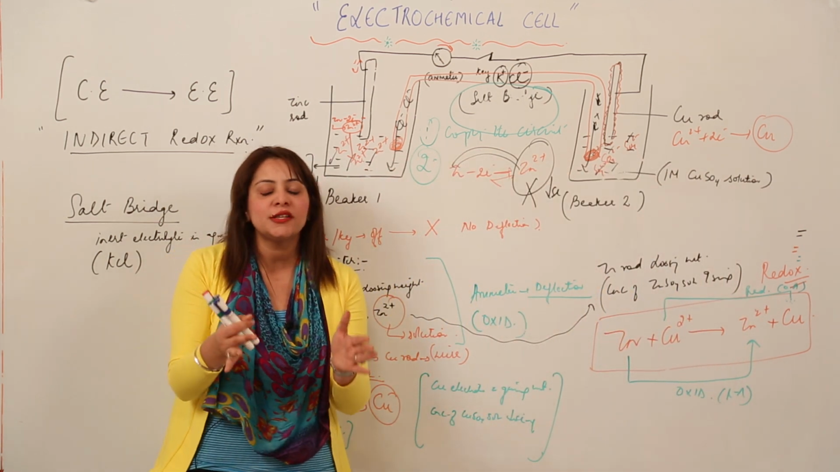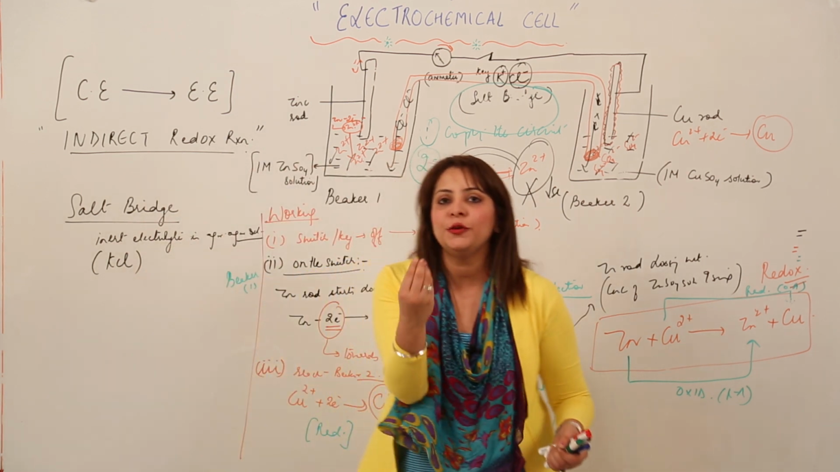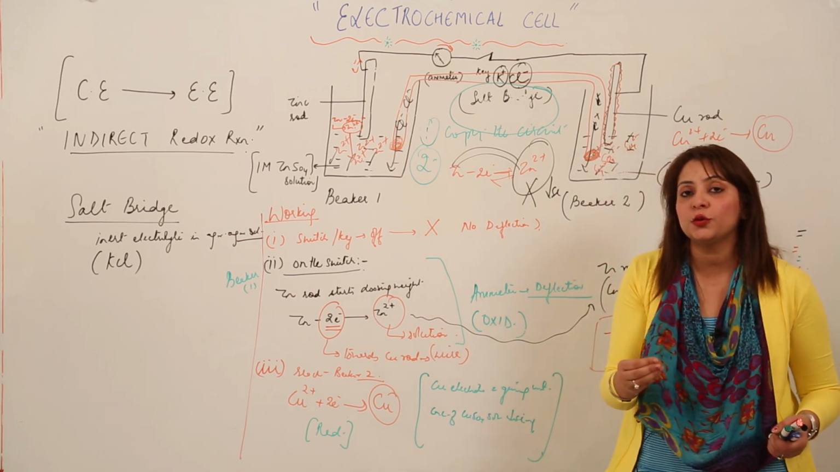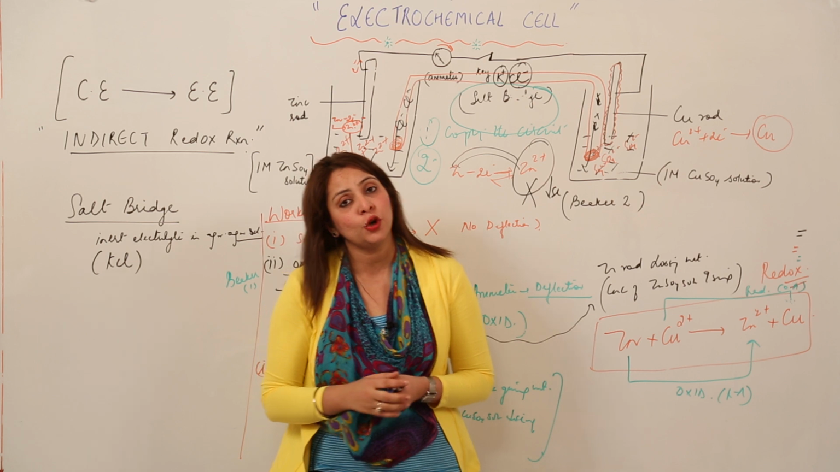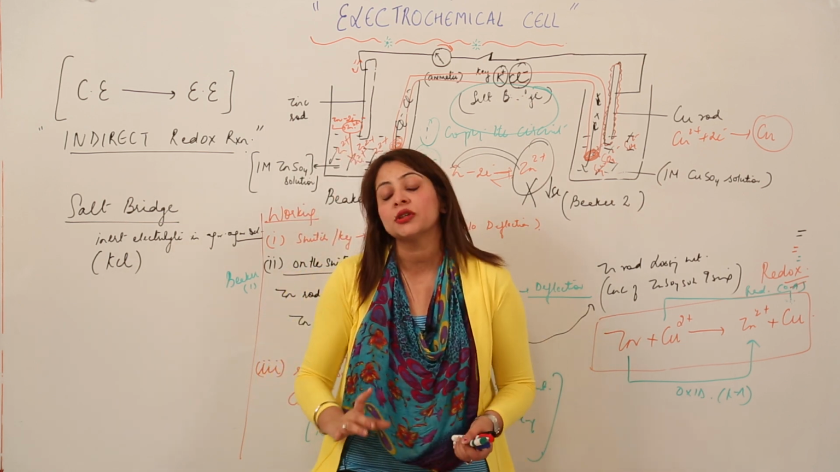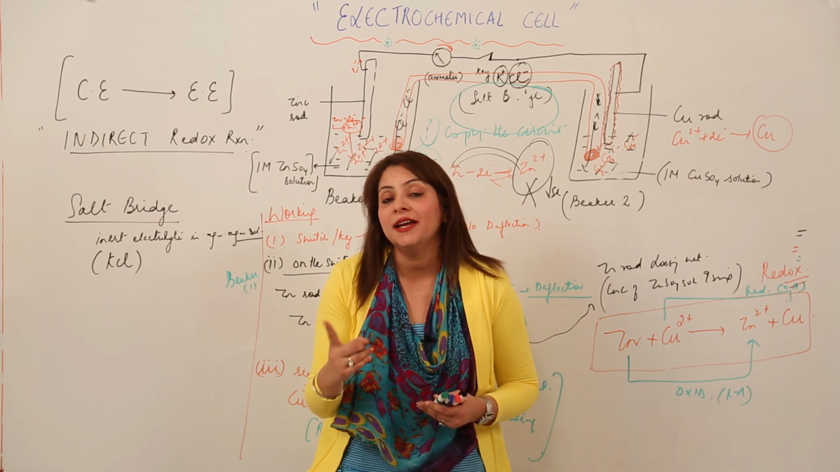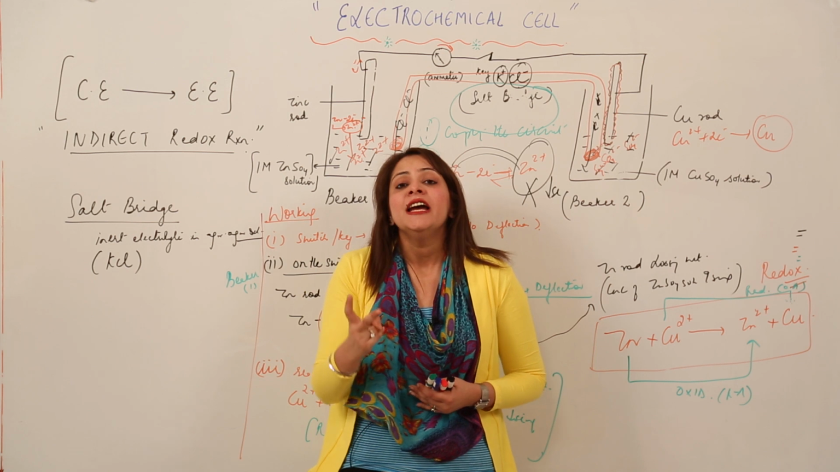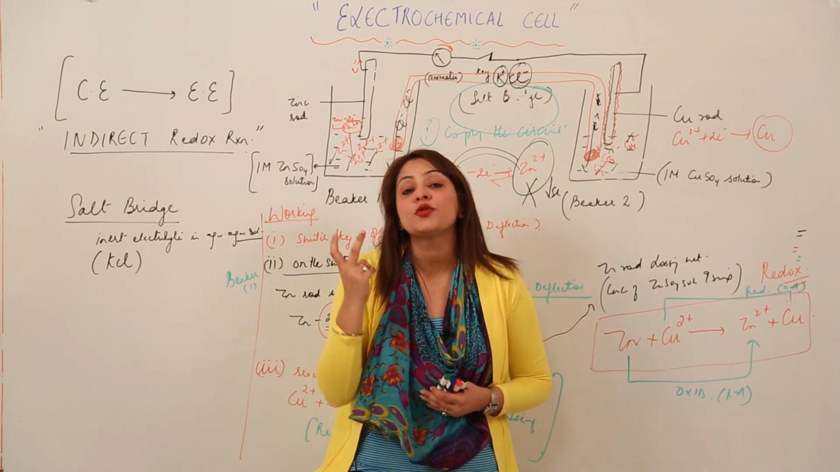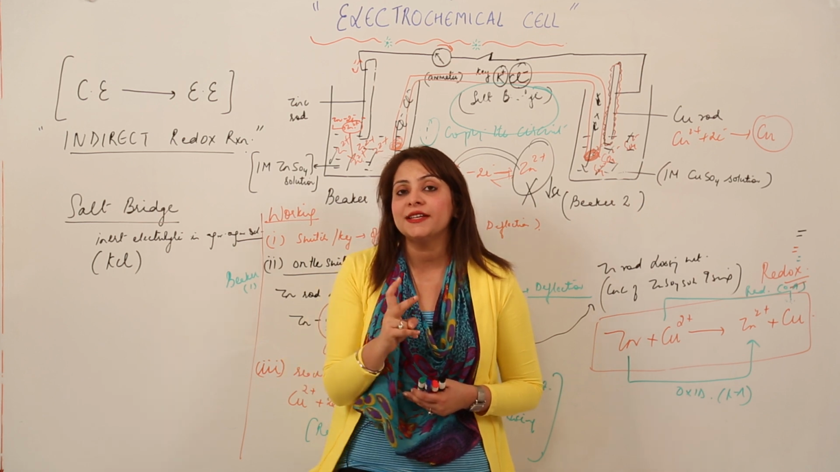I think you got it in a correct manner. Again, in a short recap I'll repeat the function of the salt bridge. What you need to write, just write in your copy as I am dictating. The salt bridge plays an important function. The first function is that it completes the circuit by connecting the solutions of the two beakers, right. Second, it maintains the neutrality of the two solutions in the beakers. How does it maintain the neutrality?